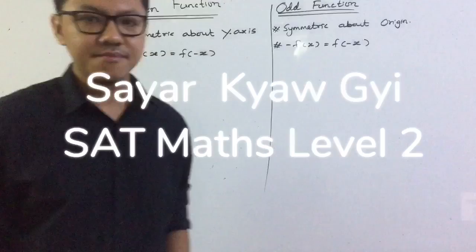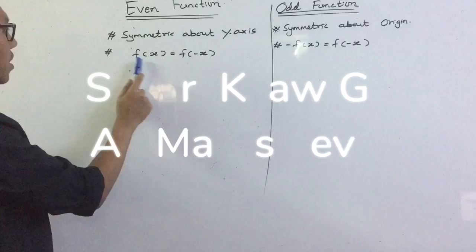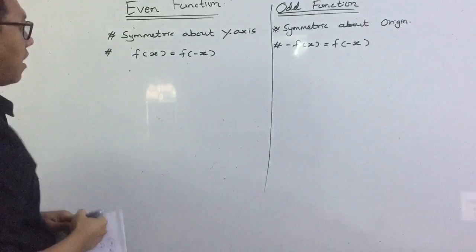Okay, an even function is always symmetric about the y-axis. And in equation form, f of x is equal to f of negative x for an even function. For example, let me draw a graph.